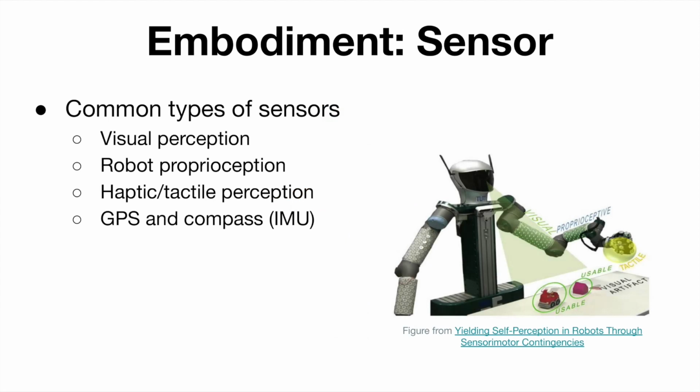Next, we will discuss sensors. There are several common types of sensors. For example, a robot can use mounted cameras to perceive visual information. It can make use of its motor drives to perceive the movement of its arm, which is a kind of proprioception. And it can also leverage GPS and compass to perceive its ego motion. If the robot hand is equipped with force sensors, it is able to perceive tactile information as well.